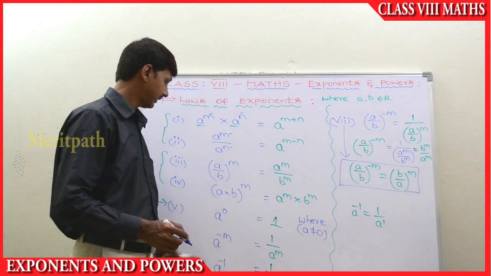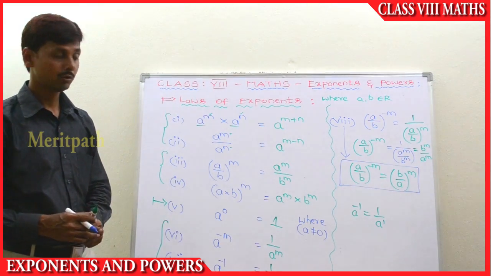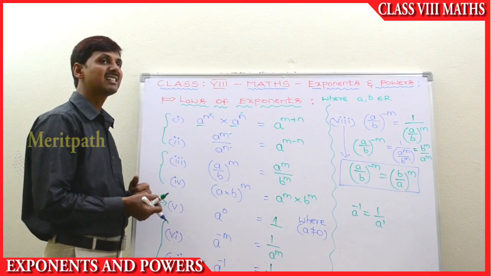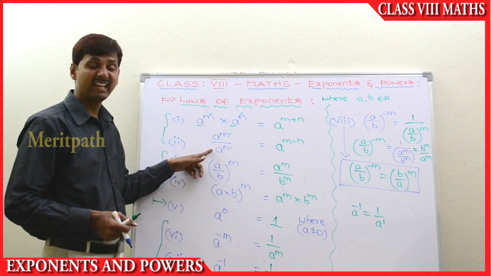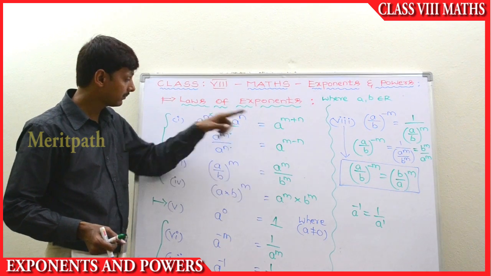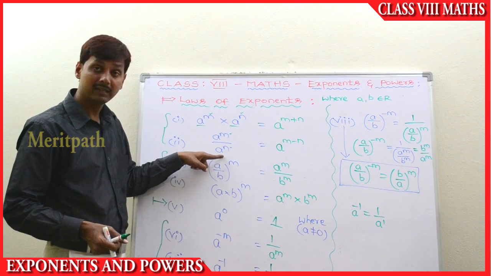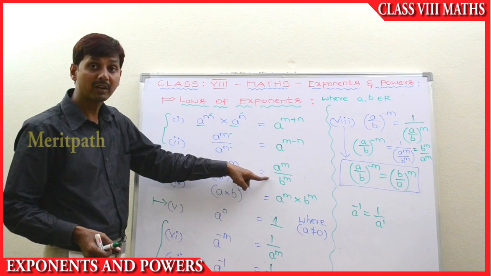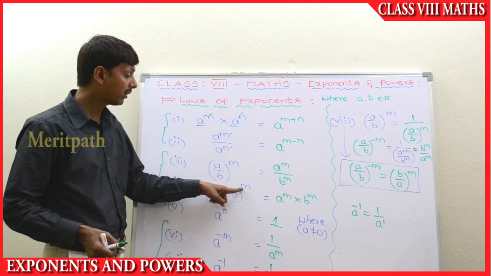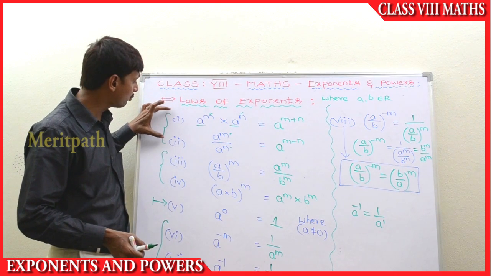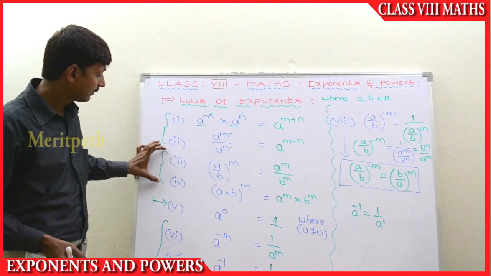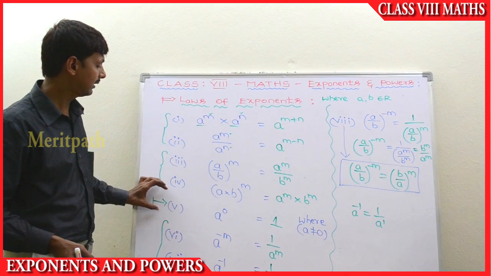We have repeated that to understand it clearly. So let's recall: a power n into a power n is a power n plus n. a power n by a power n is a power n minus n. (a by b) whole power n is a power n divided by b power n, and (a into b) whole power n is equal to a power n into b power n. So there is a common relation between 1 and 2, and 3 and 4.